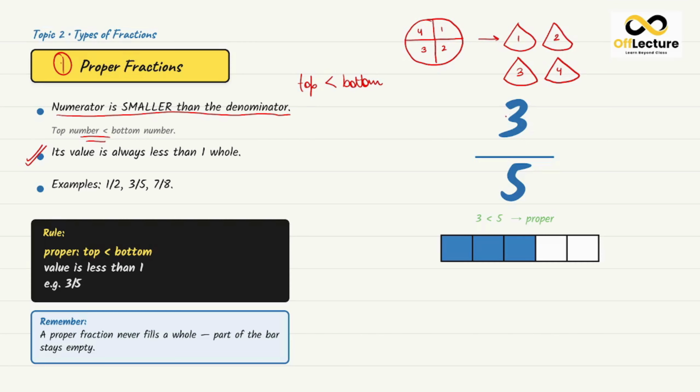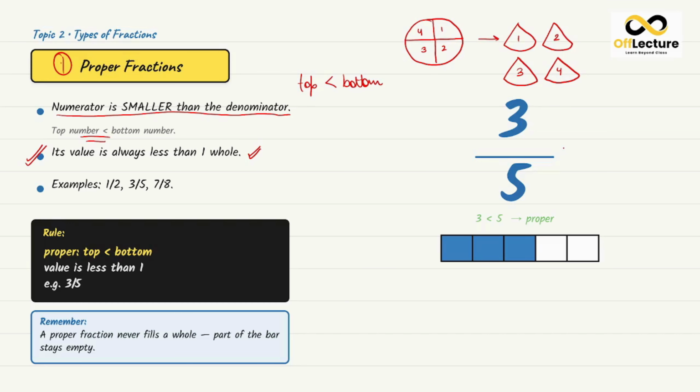That's why if we are using a proper fraction, it means the top part is lower than the bottom part, that is, the numerator is smaller than the denominator. Therefore, it will always be less than 1 whole. Here we take fewer parts than the total, so it will be less than a whole, since in a proper fraction we take only a few parts instead of taking all the parts.